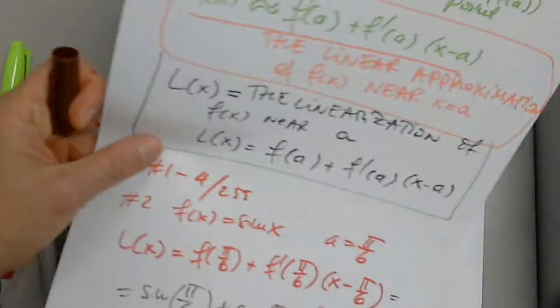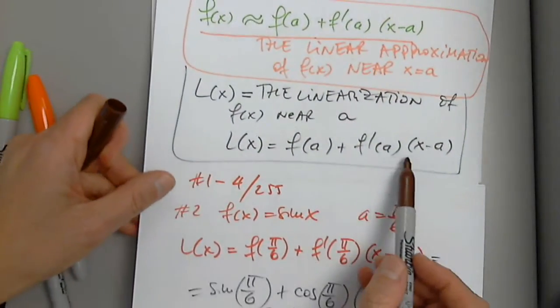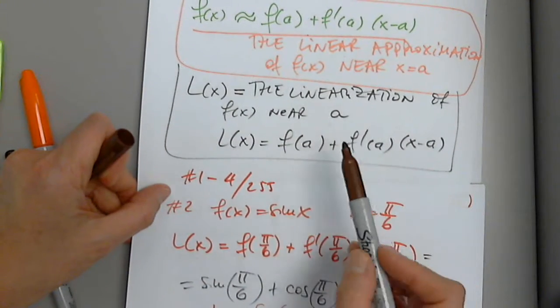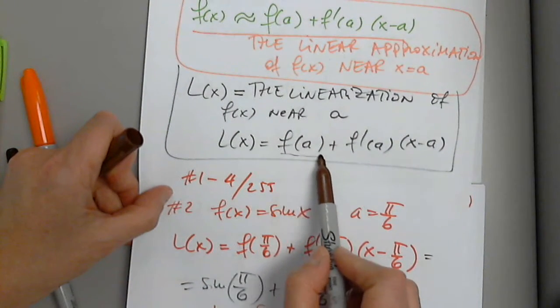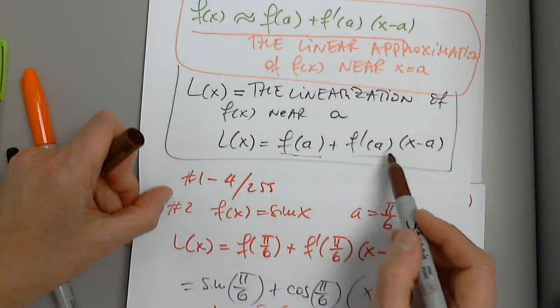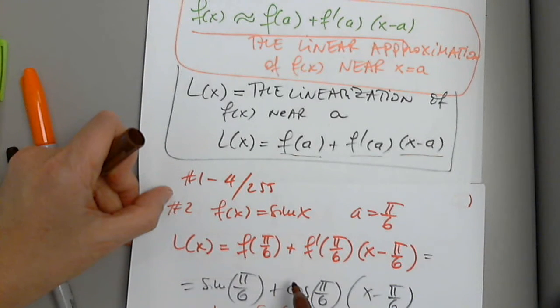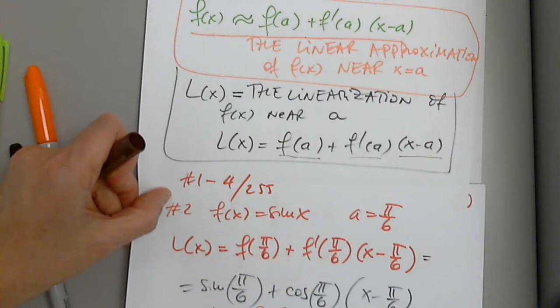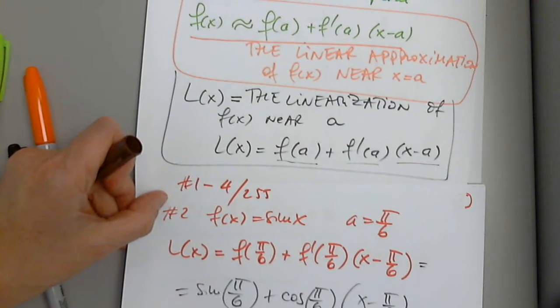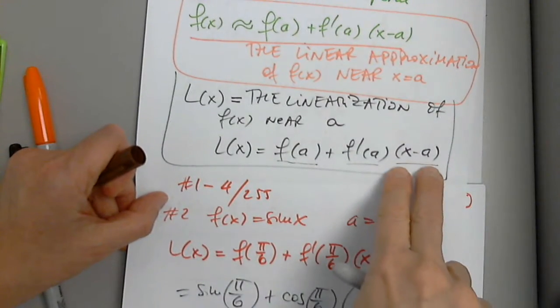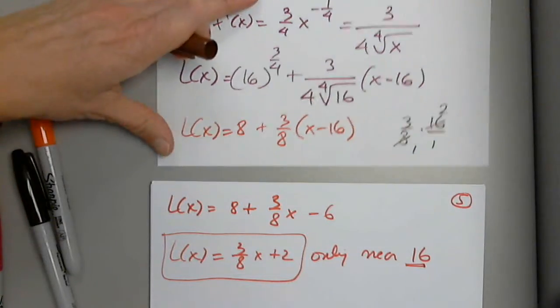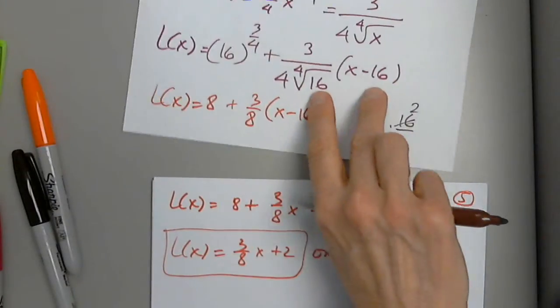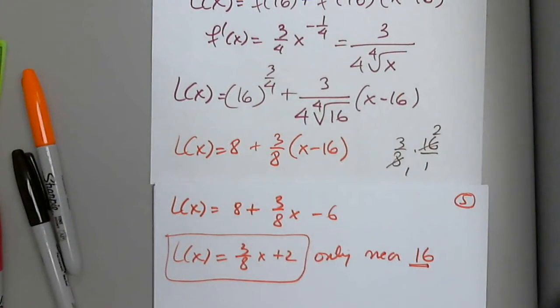So from the very beginning, this is the linearization one more time till we get used to it. We have to repeat it, right? F of a plus f prime of a times x minus a. It's from y minus y1 equals the slope times x minus x1. That's the x minus x1. Better? Yes. Good.